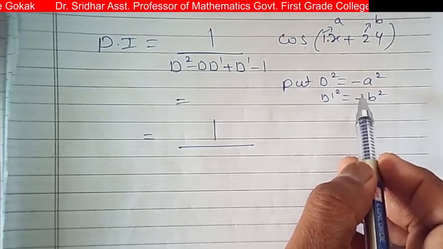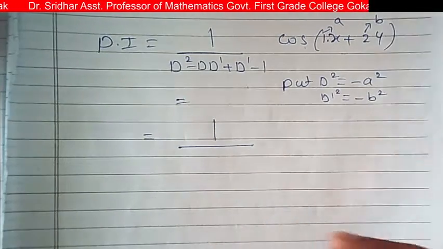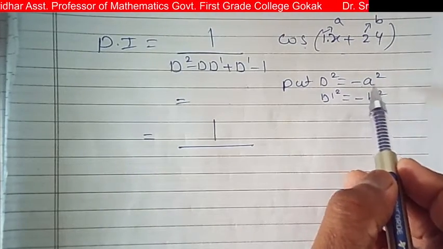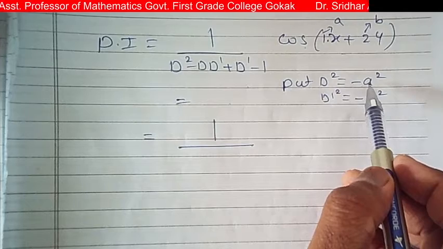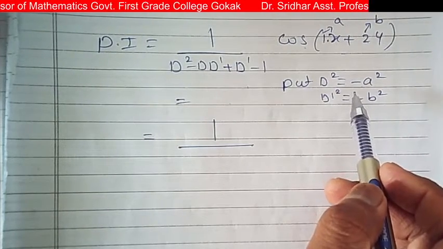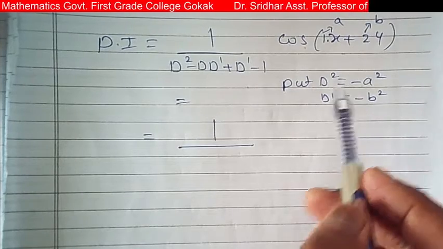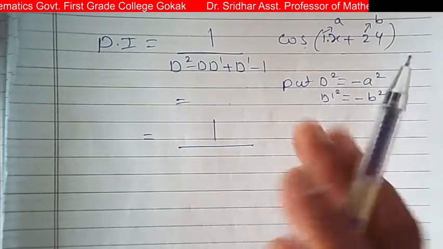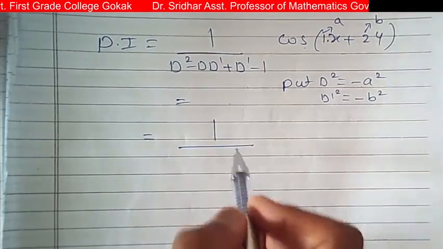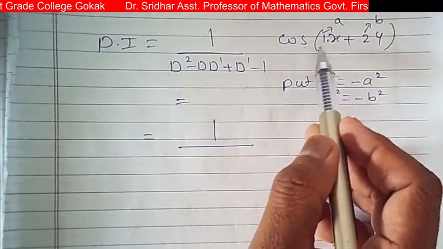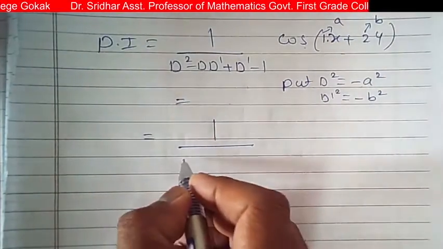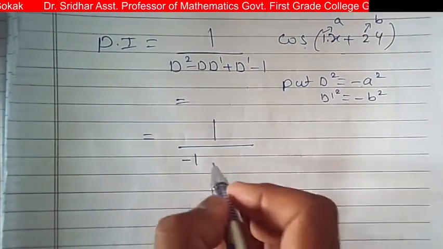So therefore what I obtain: 1 divided by D square, so D square means minus a square. This minus a square is not equal to minus a whole square, correct. Always remember that minus a square means first write a square, then put the minus sign behind that, don't take it as minus a whole square. Minus a whole square is different from this minus a square. So a is 1, a square means 1 square, that is 1, so minus a square is minus 1.